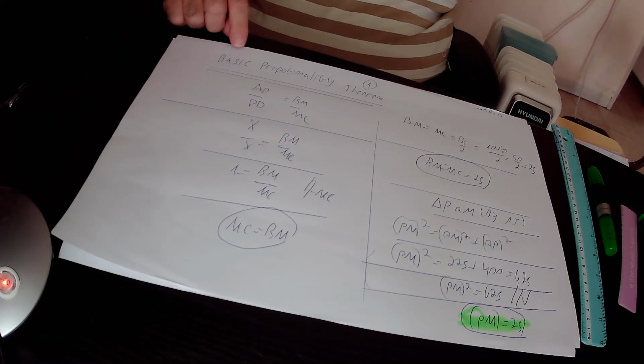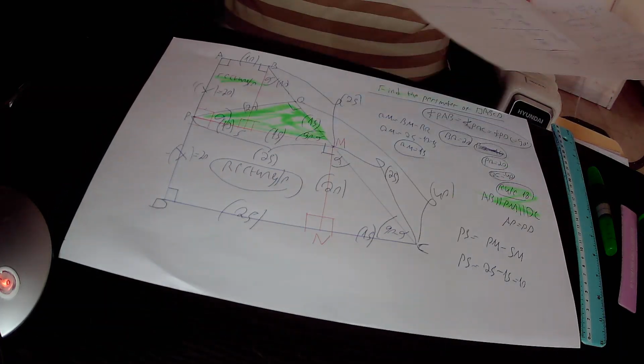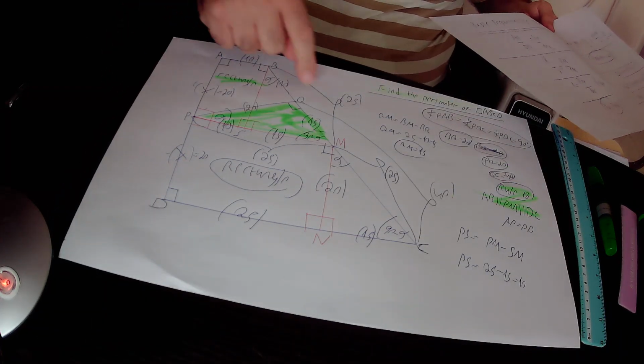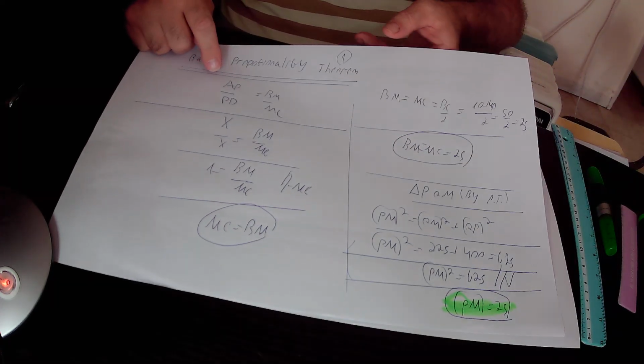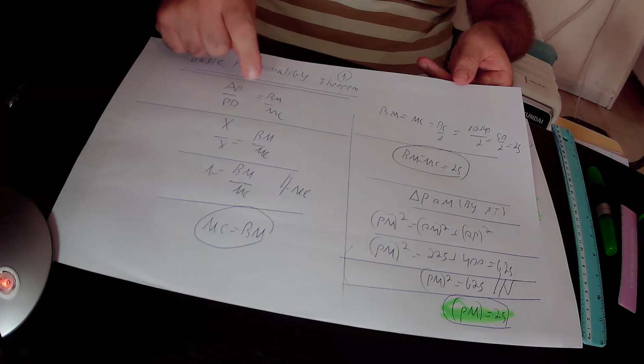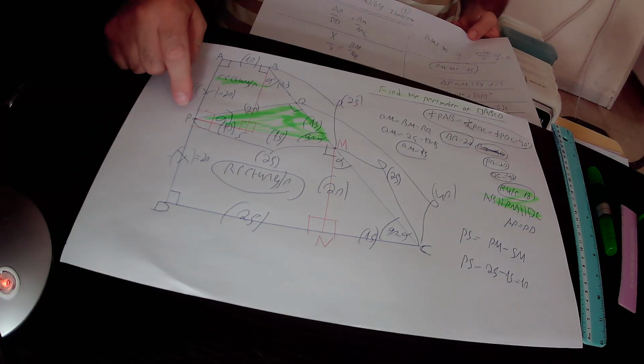And according to the basic proportionality theorem, the following relationship exists between the two line segments AD and BC that connects the three parallel lines together. The relationship is as follows. AP over PD equals BM over MC. It's given in the question that AP equals PD.